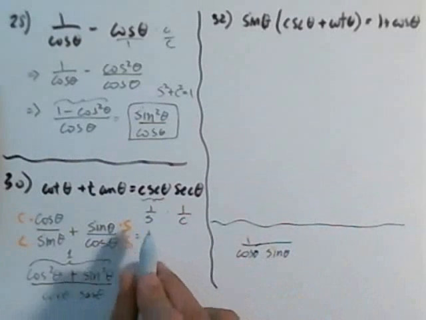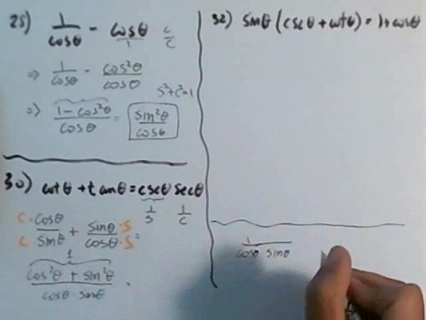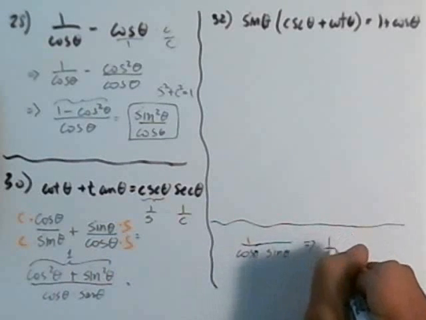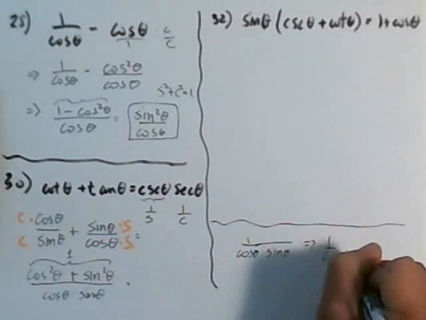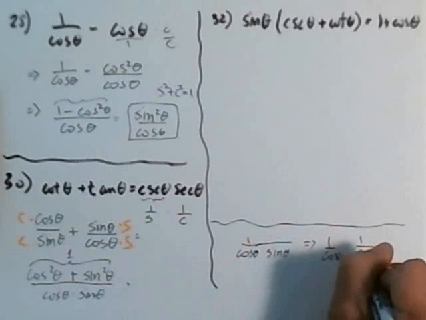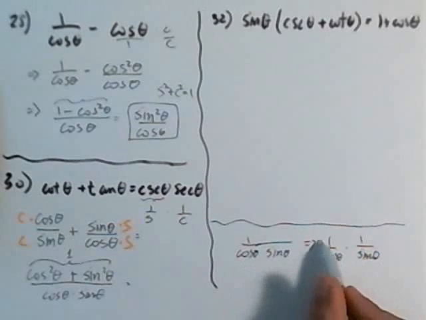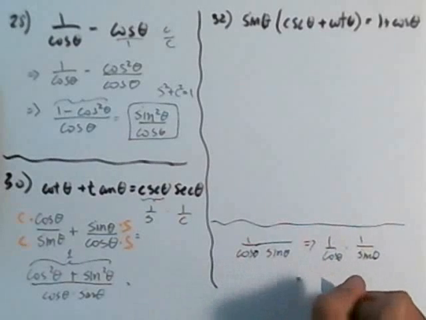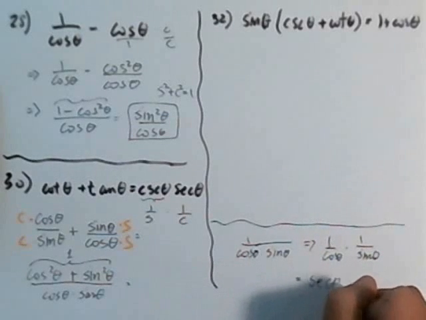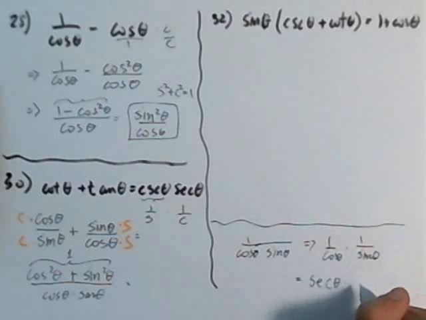And we know that we're trying to get it to look like this, so we just separate them. That's the same thing as 1 over cosine of theta times 1 over sine of theta. If I go 1 times 1 is 1, cosine times sine is cosine of theta times sine of theta. We know that 1 over cosine of theta is called the secant of theta, times 1 over sine of theta, which is cosecant of theta.